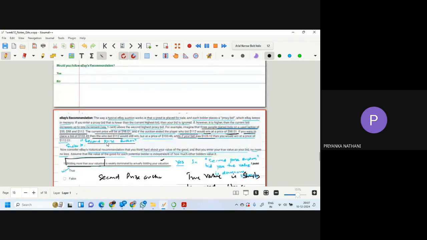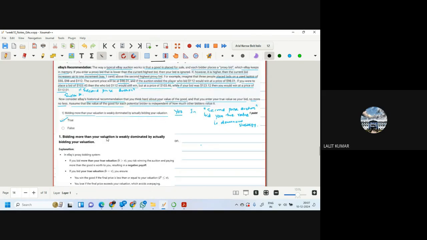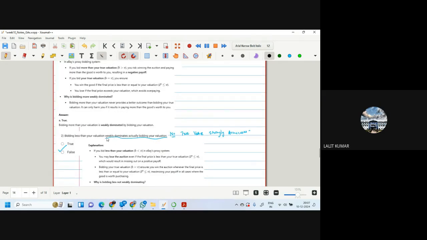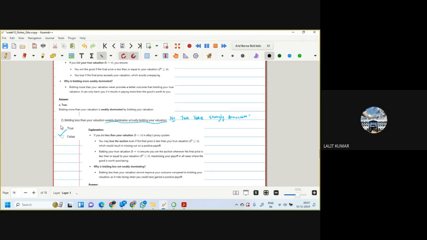Okay. So these concepts which are there, they will come handy: strongly dominated, weakly dominated.